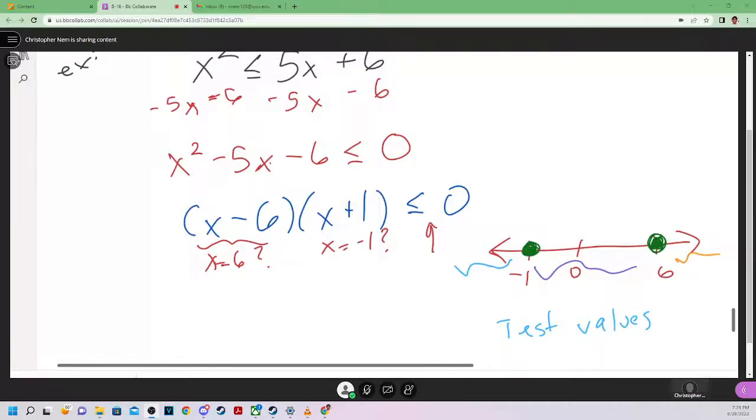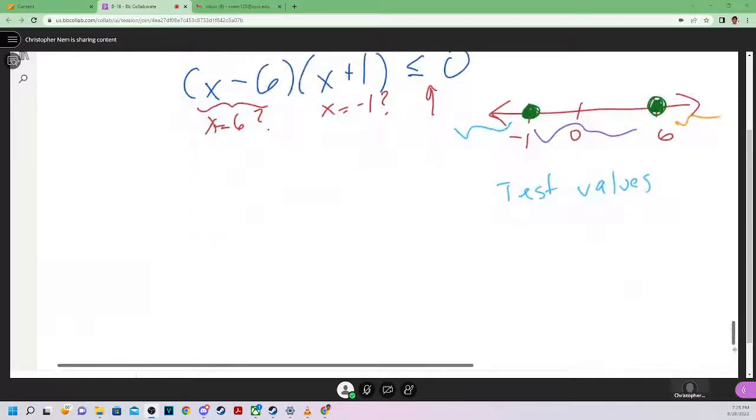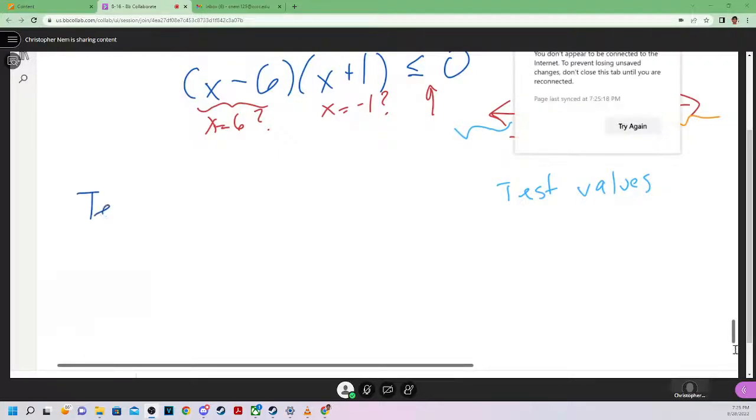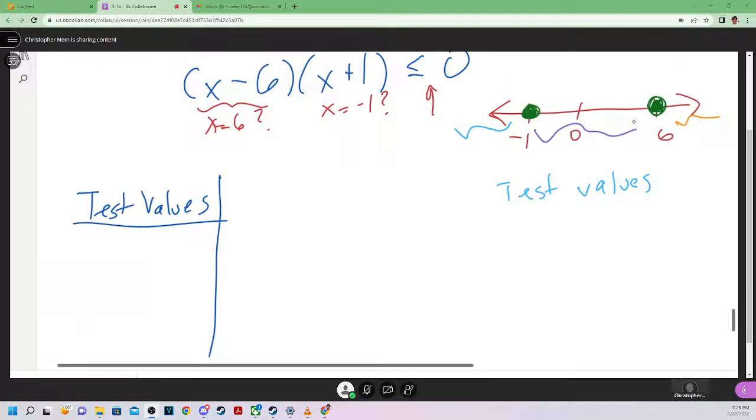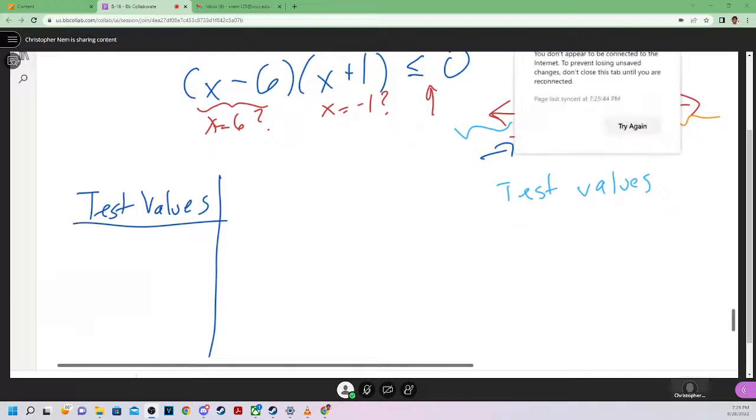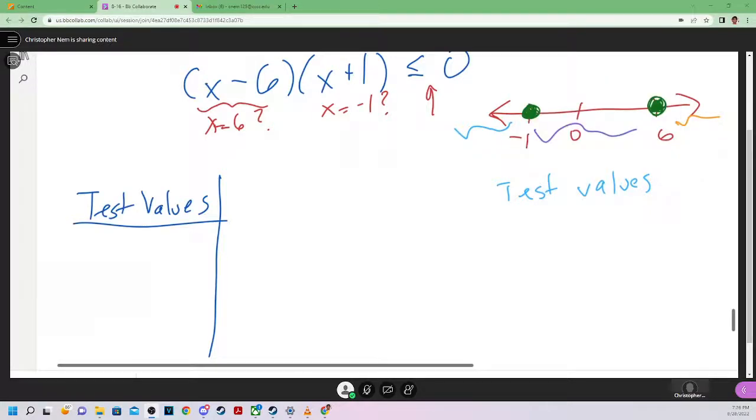If you can choose a number in those regions and test them for x and see if they're less than or equal to 0, then you're good to go. So let's test some values. And you guys will become more used to this, especially if you go into calculus with critical points. So let's do a test values. So the first value I need to test is a value that is less than negative 1, because I want to test this portion, this region. I want to see if the region is true or false for the inequality. So we have to choose a number less than negative 1.